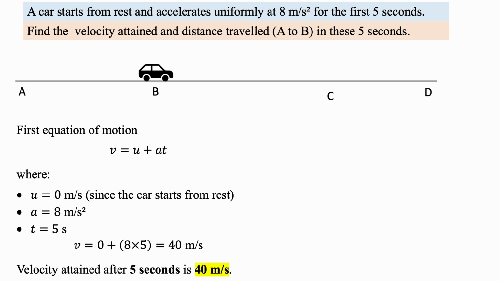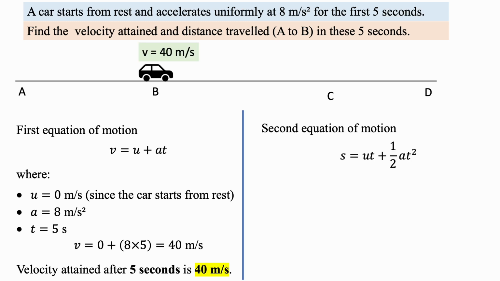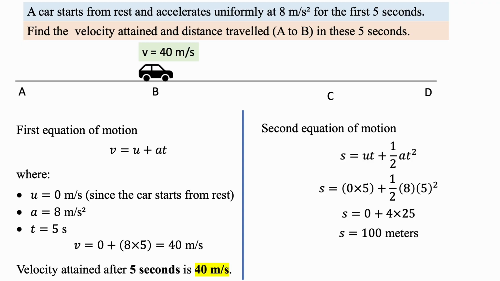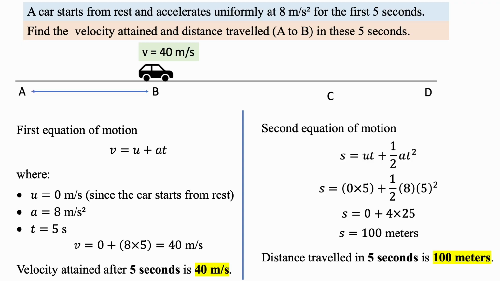We will be using the second equation of motion to find the distance traveled by the car in these 5 seconds. S equal to ut plus half at square. On substituting the values, we will get the distance traveled by the car equal to 100 meters. Distance traveled in 5 seconds is 100 meters.